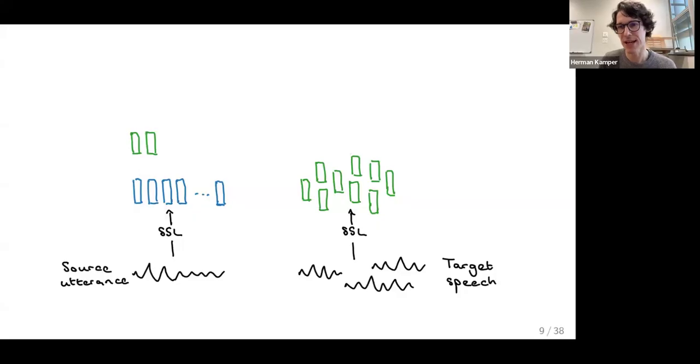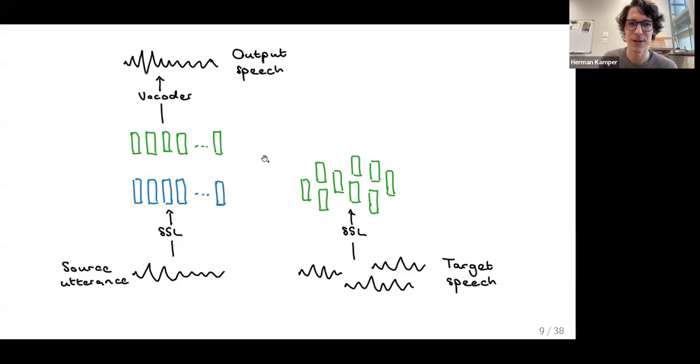Then you go to the second frame, you find its closest nearest neighbor, and you put that in the second position, and so on. And that is the end. That is actually the whole conversion model, not entirely. What you then do is push this new sequence of features through a vocoder. This is a HiFi-GAN that's been trained to map WavLM features to a waveform, and that produces the output.